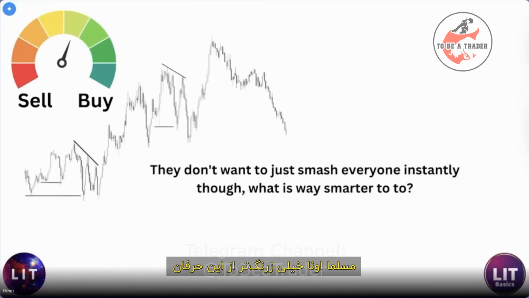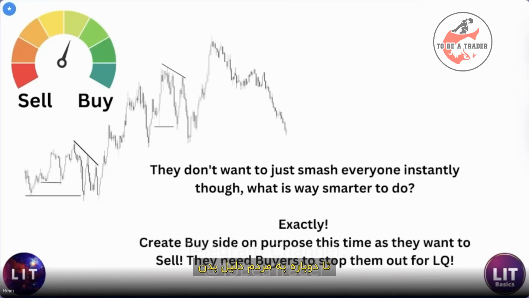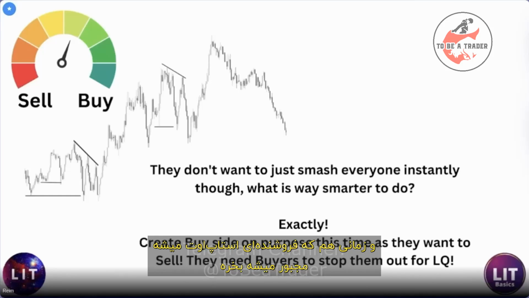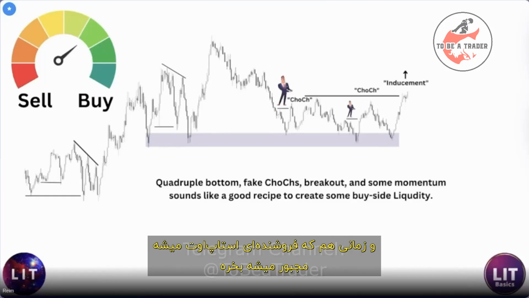They obviously are way smarter than that. So they do what? They want to bring in buyers to create liquidity, to create stop loss areas, to give people reasons once again. So exactly, create buy side liquidity on purpose. This time they want to sell, so they need buyers to stop them out for liquidity. And if sellers are getting stopped, they obviously are forced to buy, right?